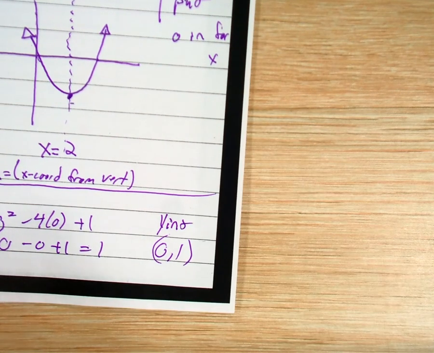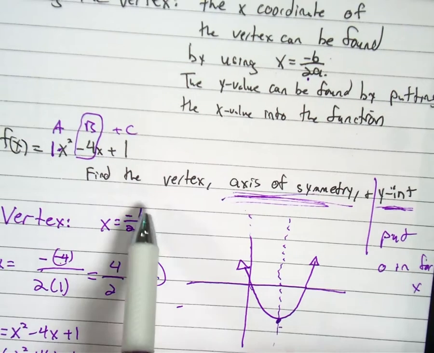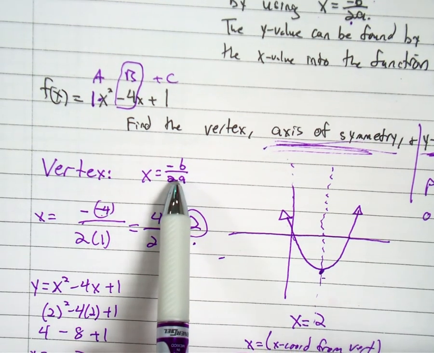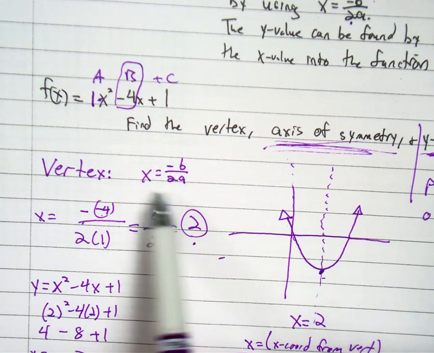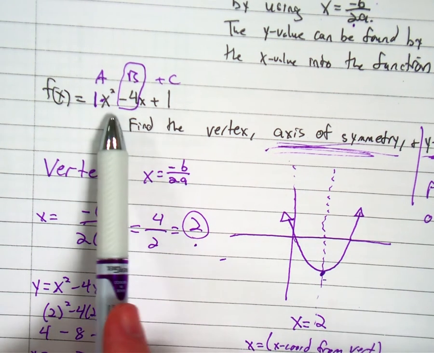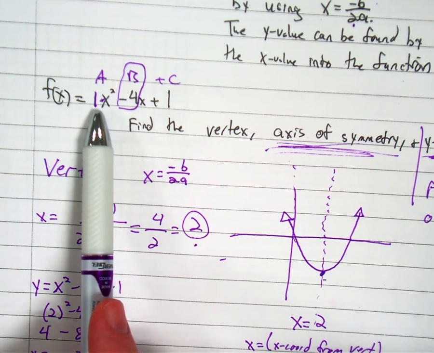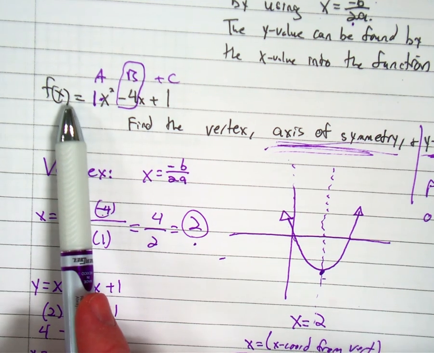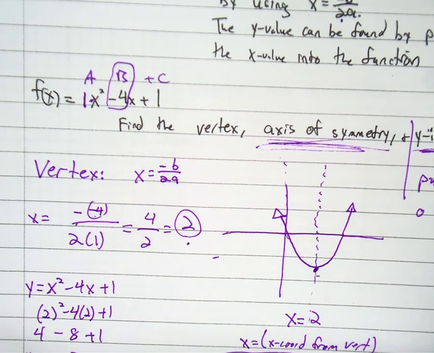Okay? So, find the vertex. Negative b over 2a gets me the x-coordinate of the vertex. Put the x-coordinate back in, get the y-coordinate. That's your vertex. That's the very, very top or the very, very bottom. It's the middle of your parabola.